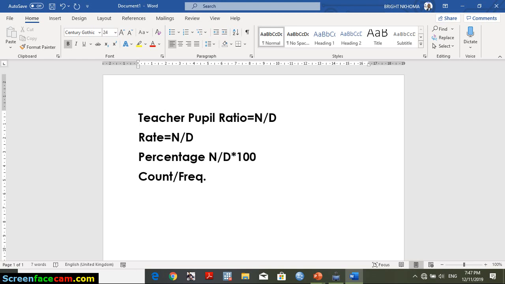Now let's dissect the things that we have here. In a rate, the numerator is a subset of the denominator. For example, maternal mortality rate. Who knows how to measure maternal mortality rate? Anyone with an idea?